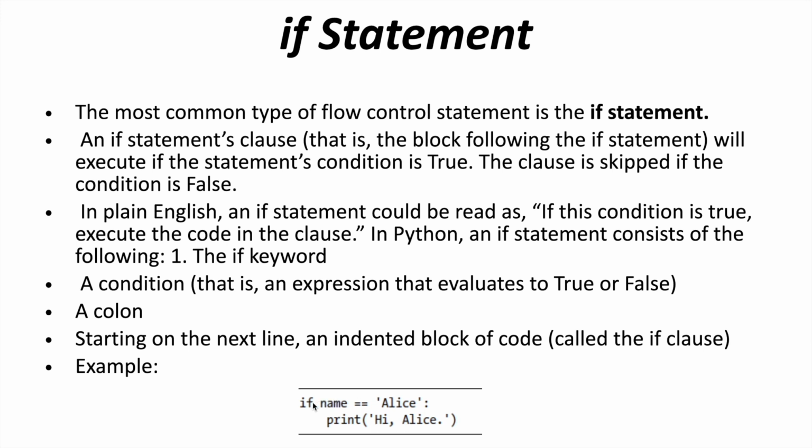The if statement contains the condition. Name is equal to Alice is the condition. Print Hi Alice is the block of code. If the condition is true, then only the block of code will execute. If the condition is false, then the block of code will not be executed. So here my condition is name is equal to Alice. If name is equal to Alice, it will print Hi Alice. If name is not equal to Alice, it will not print that. It will just come out. It will be skipped.